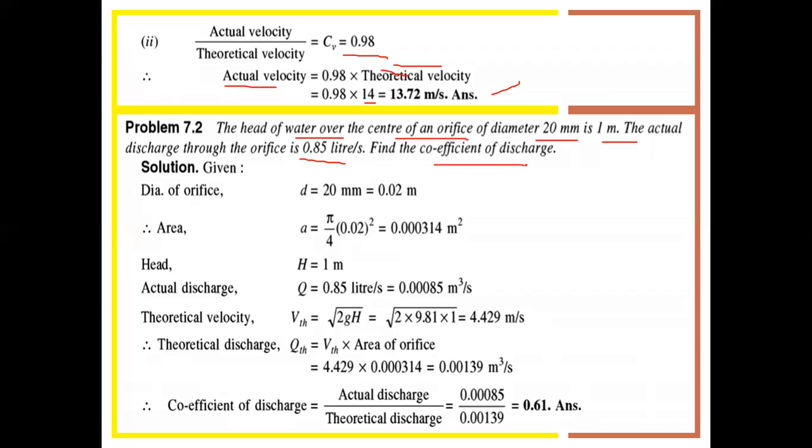Now, what is the given data? Diameter of the orifice D is equal to 0.02. Area is equal to pi/4 d square. Head: how much is given? 1 meter. Then the discharge Q is equal to 0.85 liters per second, so convert into volume, that is meter cube per second.